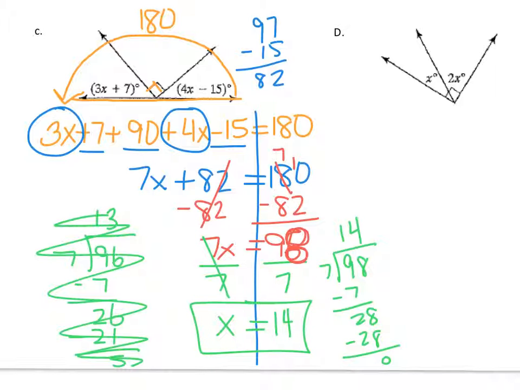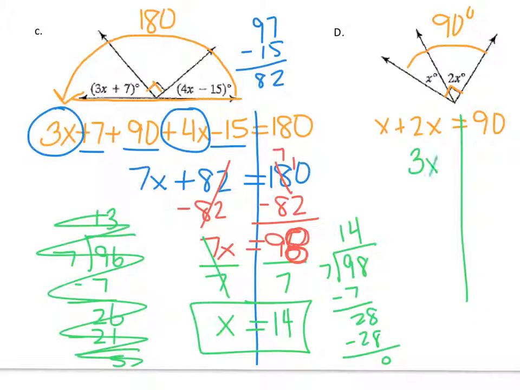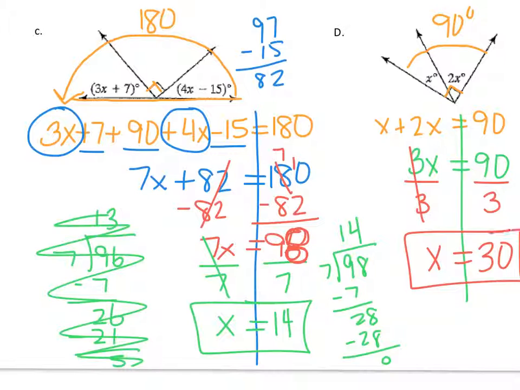Sorry about my mistake. Okay, so letter D, we have one more example to look at. And in this one, you see this 90-degree symbol. So 2x plus x together makes 90 degrees. So what I need to do is add the two expressions, x plus 2x, and set it equal to 90 degrees. And then we're going to solve. So x plus 2x is 3x. Okay, and then I would divide both sides by 3. So x equals 30. That one was a little bit more simple.